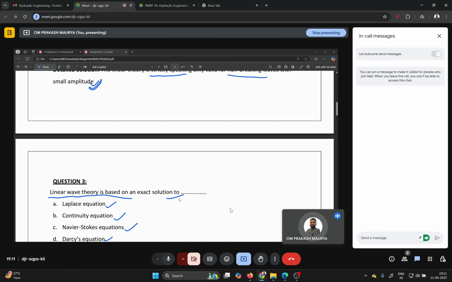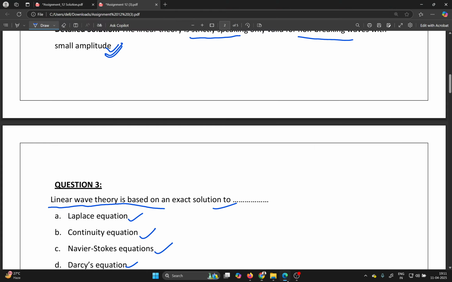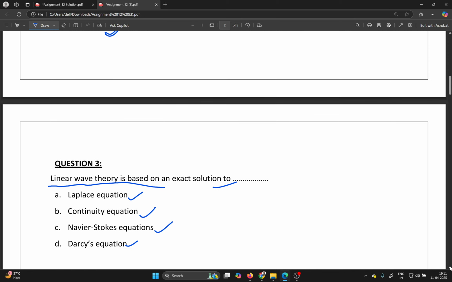The linear wave theory is based on exact solution. So let me just show you the answer. We have discussed a lot about the continuity equation and Navier-Stokes equation. Darcy's equation we have not discussed, but the Laplace equation we have discussed in previous sessions. If you know, then good; if you don't, then please follow the previous hydraulic engineering NPTEL videos and the question answer sessions.